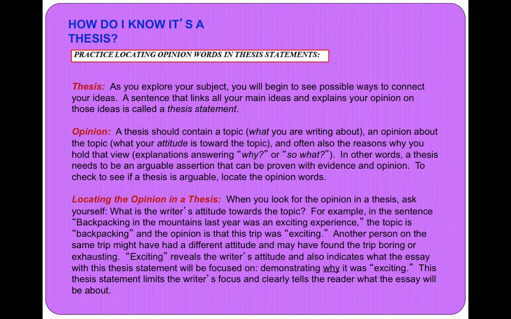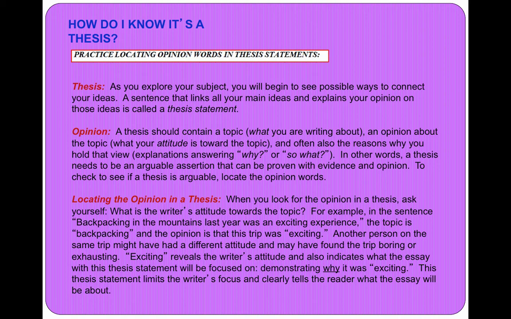Opinion. A thesis should contain a topic, what you are writing about, an opinion about the topic, what your attitude is toward the topic, and often also the reasons why you hold that view, explanations answering why or so what. In other words, a thesis needs to be an arguable assertion that can be proven with evidence and opinion. To check to see if a thesis is arguable, locate the opinion words.